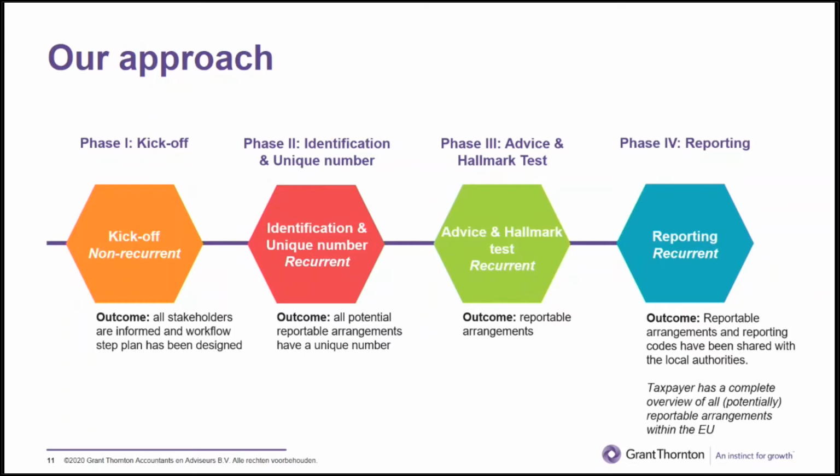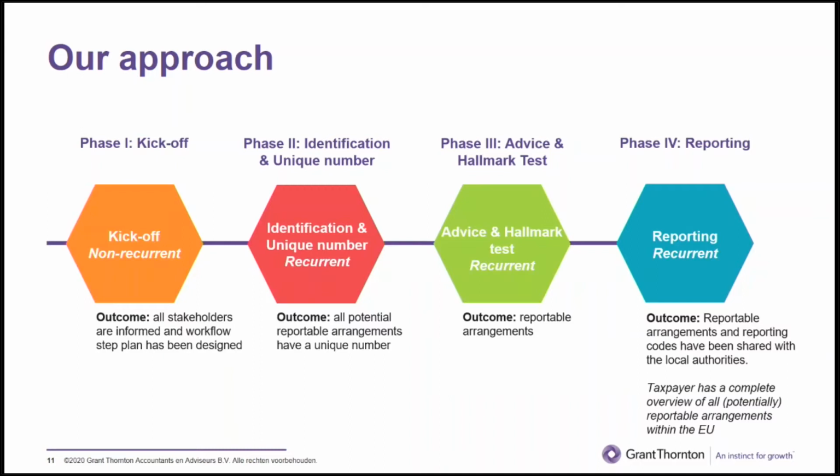Second, the inventory of the backlog starts. As Monique stated, everything that is reportable starting the 25th of June 2018 needs to be reported in the Netherlands at least by January 31st of 2021. So a taxpayer needs to know what has happened in the past and needs to look back basically.